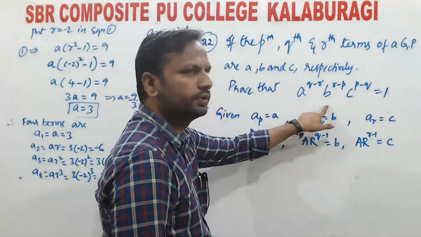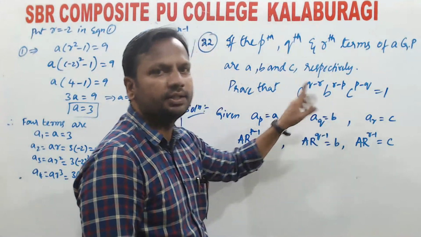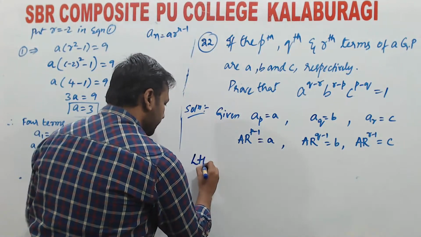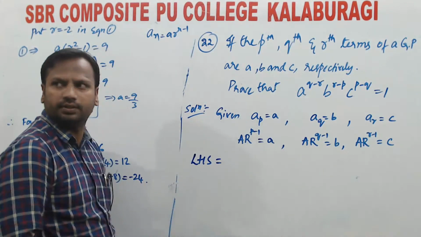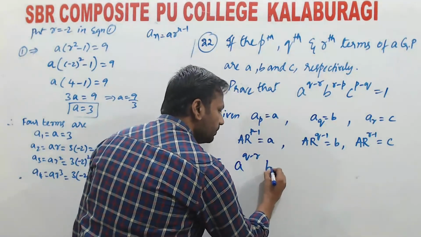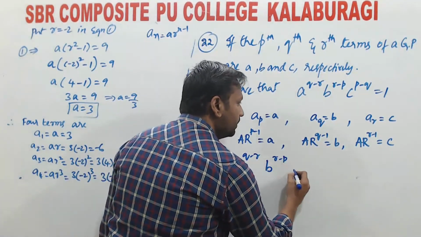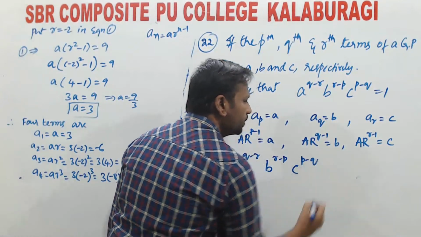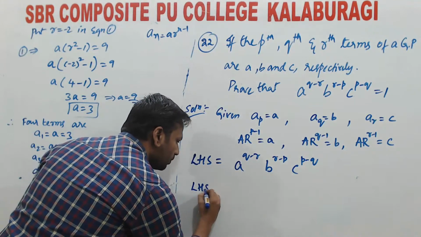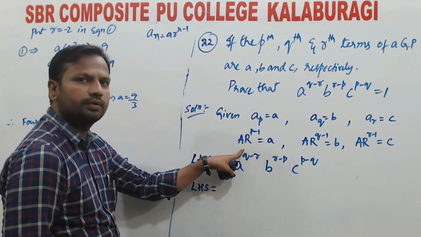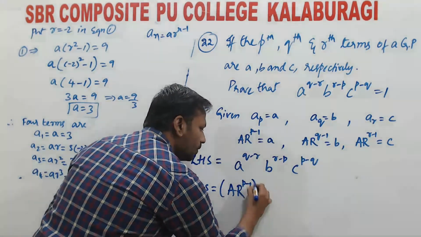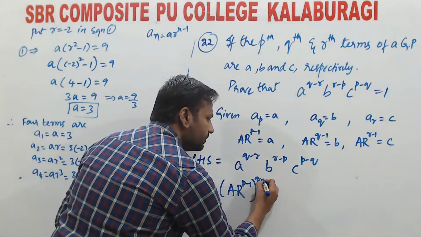So let me prove this. To prove this, let me take LHS. What is LHS here? Consider LHS. LHS is A^(Q-R) into B^(R-P) into C^(P-Q). Let me consider it as LHS here. So what is A actually? A is like this: capital A R^(P-1) whole to the power Q-R.